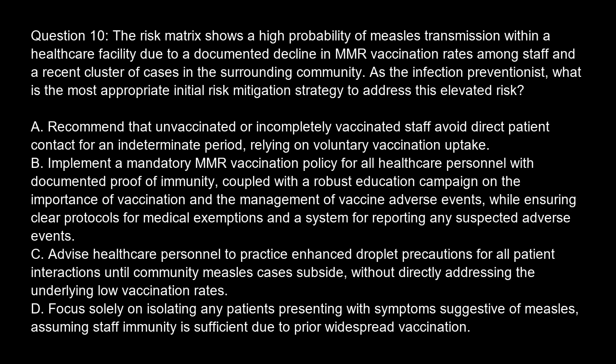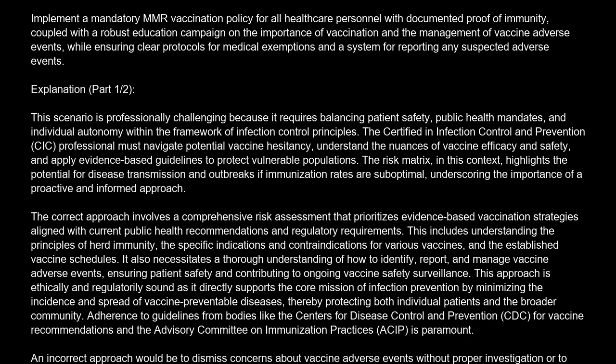Option C. Advise healthcare personnel to practice enhanced droplet precautions for all patient interactions until community measles cases subside, without directly addressing the underlying low vaccination rates. Option D. Focus solely on isolating any patients presenting with symptoms suggestive of measles, assuming staff immunity is sufficient due to prior widespread vaccination. The correct answer is B.